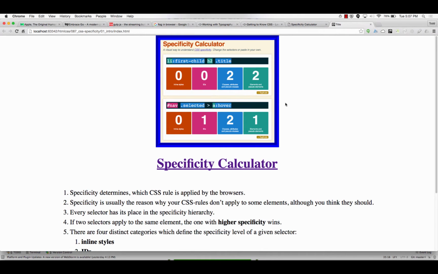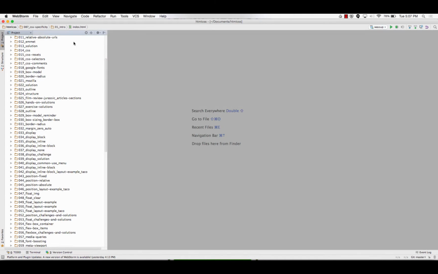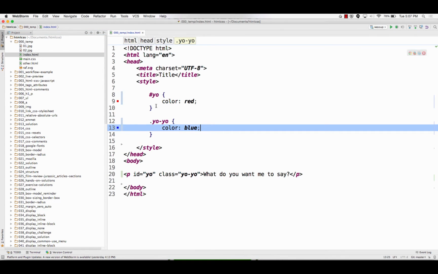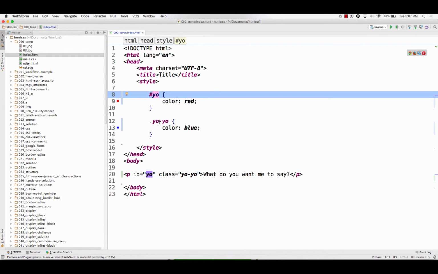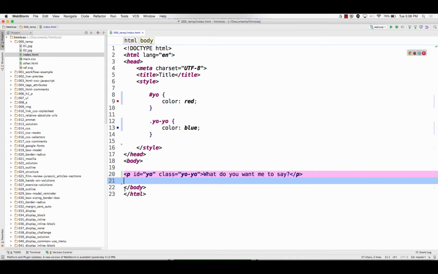So what would be an example of where you would have conflicting selectors? We just saw one. So right here, we're applying an ID and we're applying a class to the same paragraph. Which one is going to rule? Is it going to be red or blue?